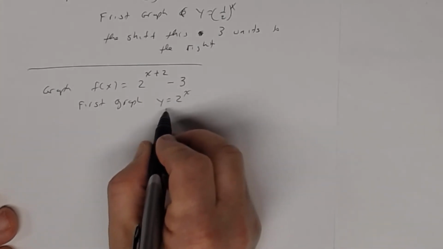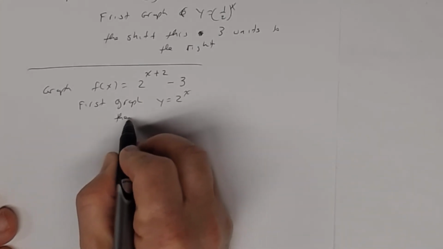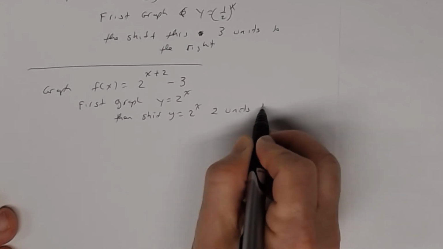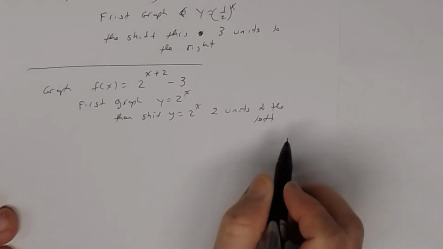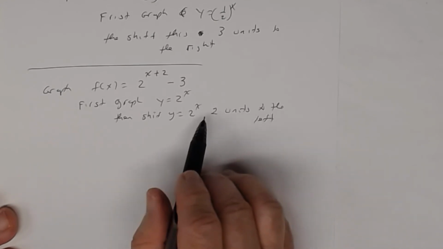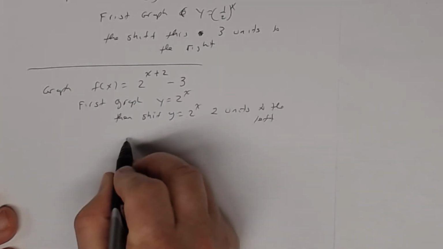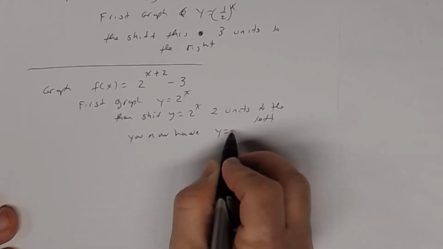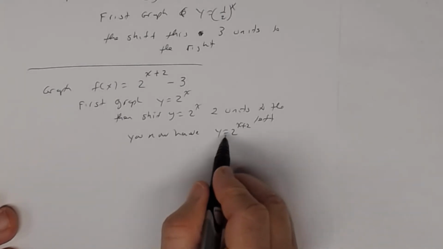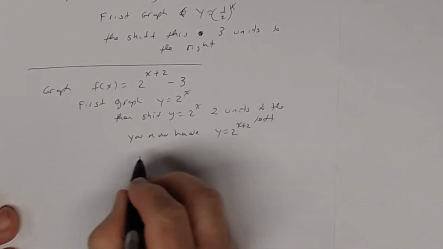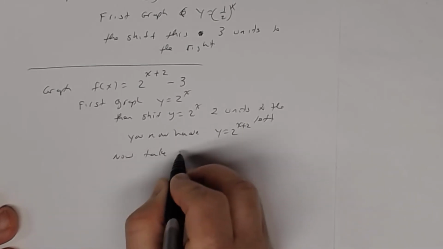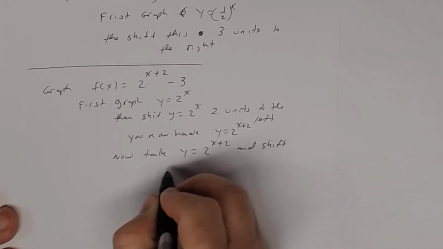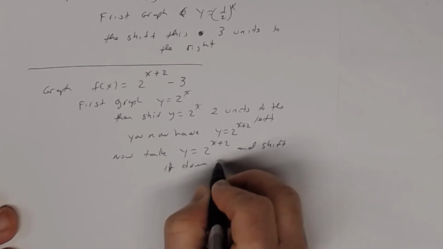Then shift y equals 2 to the x 2 units to the left. Now I want to remind you what's happening. When I shift it to the left, I've now graphed y equals 2 to the x plus 2. Next, we're going to take this and shift it down 3 units. Take y equals 2 to the x plus 2 and shift it down 3 units.